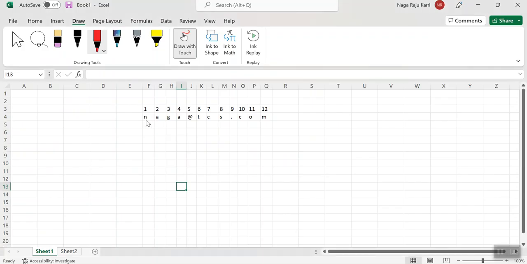Say for example naga@tcs.com, if I start giving numbers to each character, the at the rate position is 5 and the dot position is 9. I am trying to identify the position of at the rate, which is 5, and then subtracting one value so that it brings up to the name of the person.